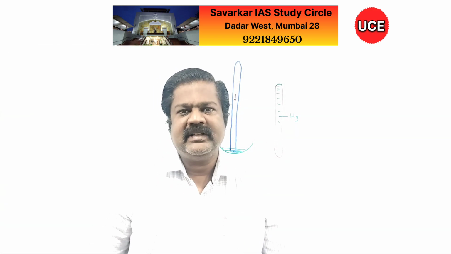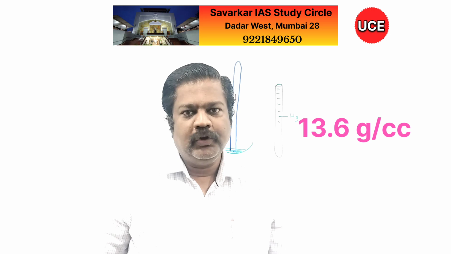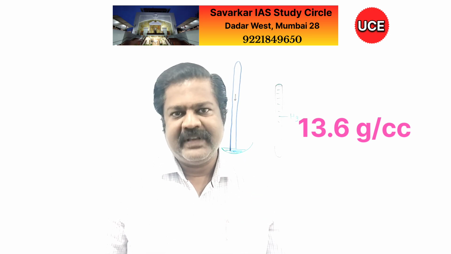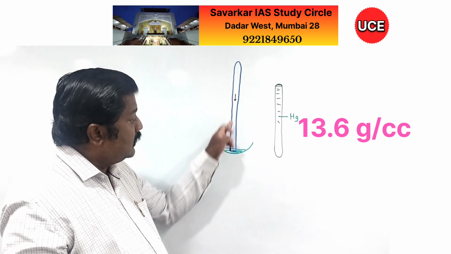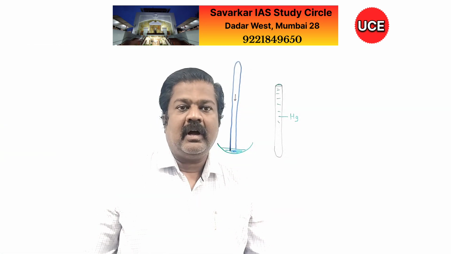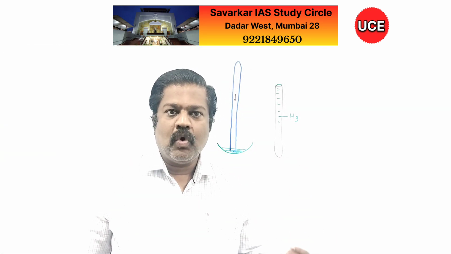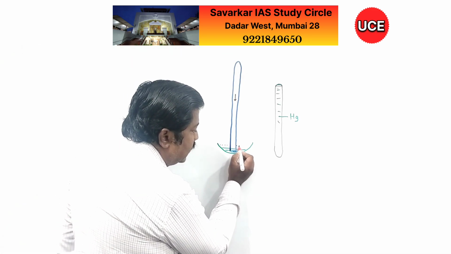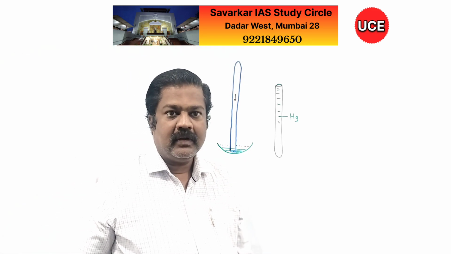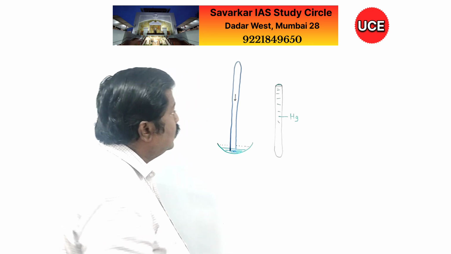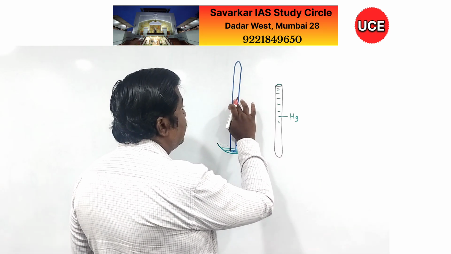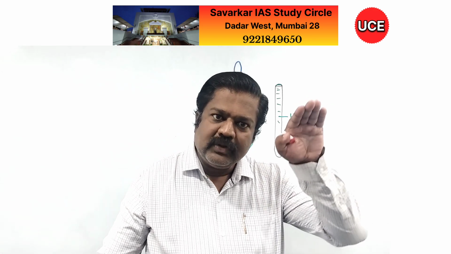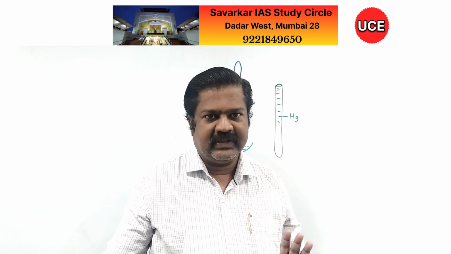Mercury has very high density. Density means mass upon volume. It has a density of more than 13 gram per cc, cubic centimeter. So here we are expecting that mercury should go down and the level here should increase this way. But practical data shows that it is not happening to 100%. Mercury is going down, but to a little bit of extent.